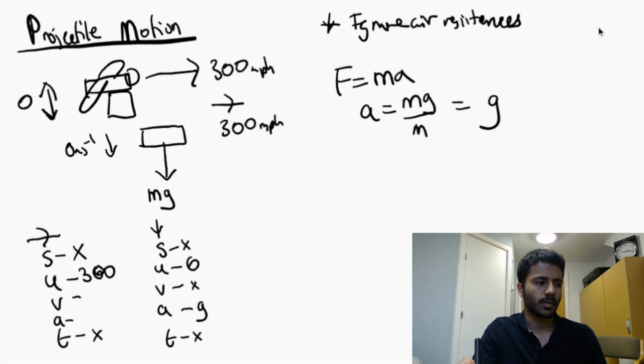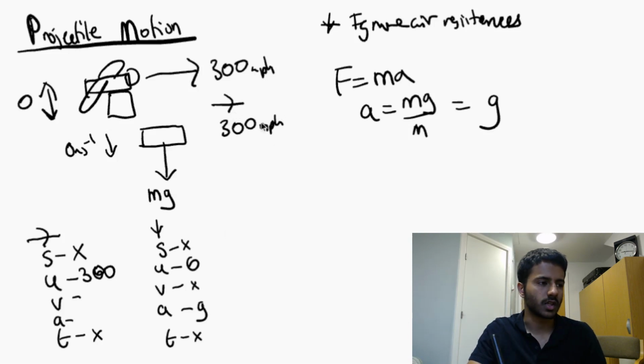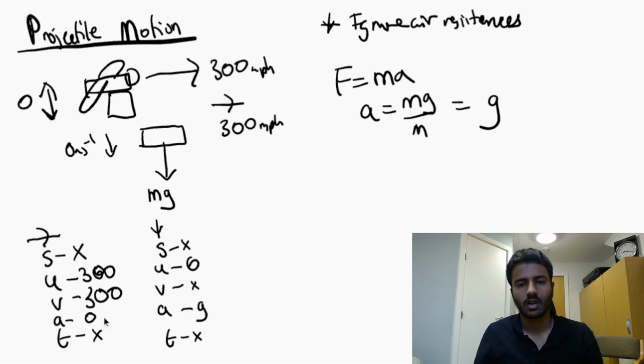Now, the interesting thing about SUVAT and projectile motion questions is actually the horizontal motion. If you look at this motion horizontally, there is no resultant force. And Newton's first law says that if there's no resultant force, the object will remain moving at constant velocity. So we know horizontally, according to this equation, F is 0, so a is 0. And that means that the horizontal velocity will always be 300 miles per hour. The horizontal velocity does not change.